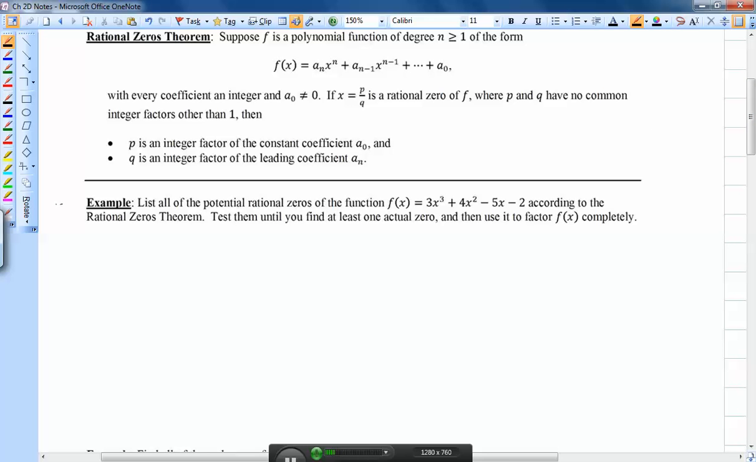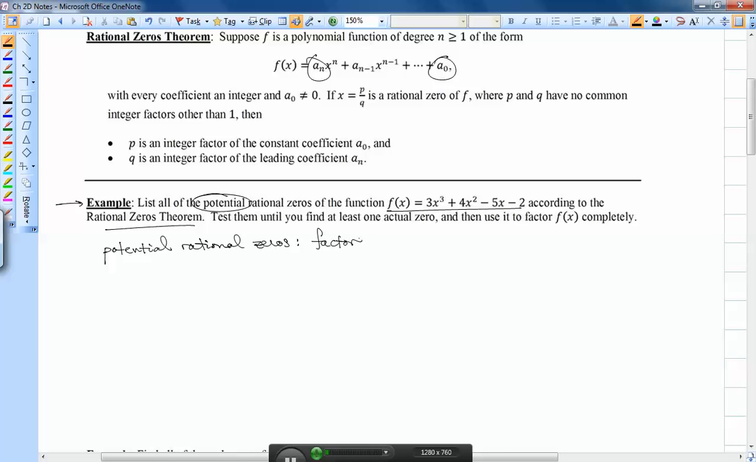So if we look at this example, list all of the potential rational zeros of this function according to the rational zeros theorem. Okay, so let's do that first, and then we'll do the rest of the problem. So potential rational zeros from a polynomial come from factors of this and factors of this, the factors of the constant term and the factors of the leading coefficient.